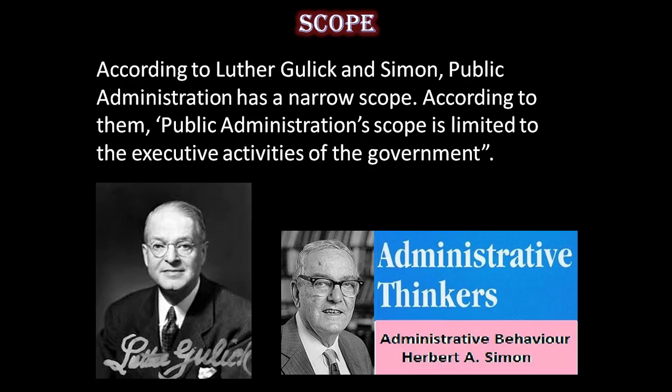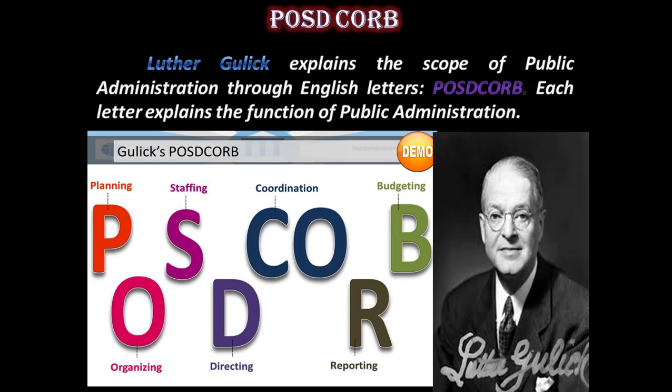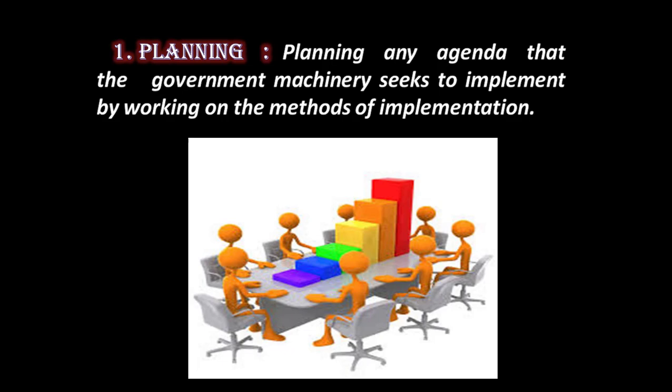So let's come to Luther Gulick. According to Luther Gulick, the scope of public administration is explained through the English letters called POSDCORB, P-O-S-D-C-O-R-B. Each letter explains a function of public administration. Let's come to the scope of public administration. P for planning. Planning any agenda that the government machinery seeks to implement by working on the methods of implementation.